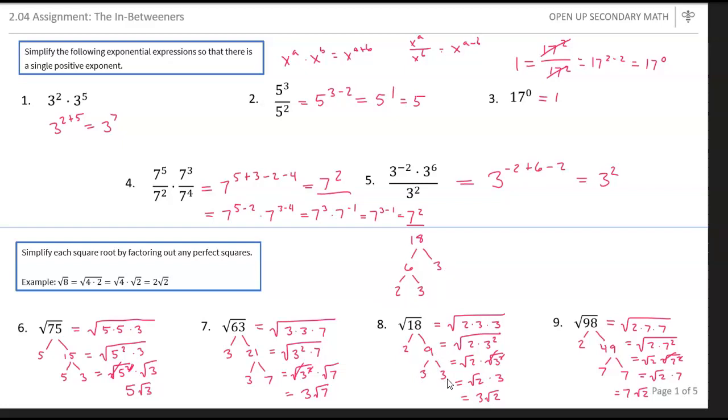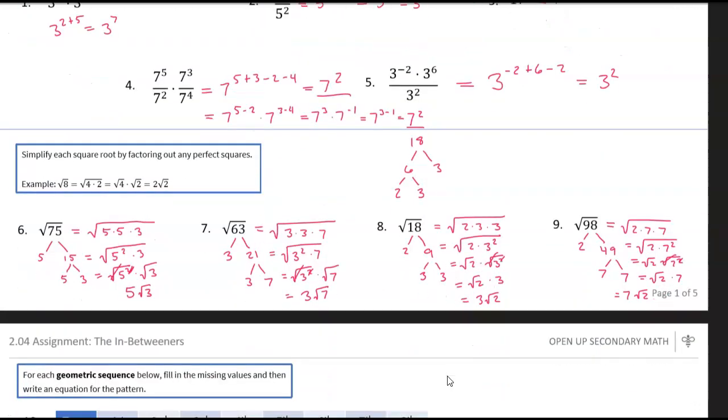So the prime factorization of any number is actually unique. No matter what method you take to get there, you should get the same set of numbers. Pretty cool. All right, let's move on to the next page.